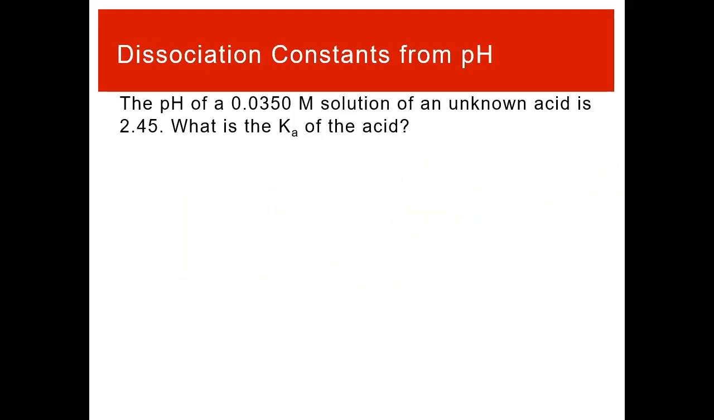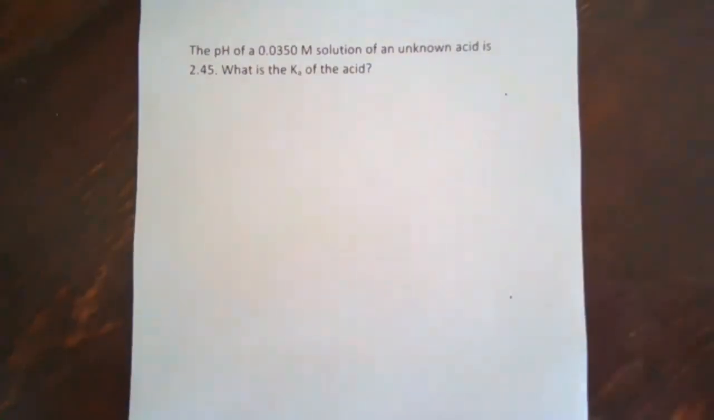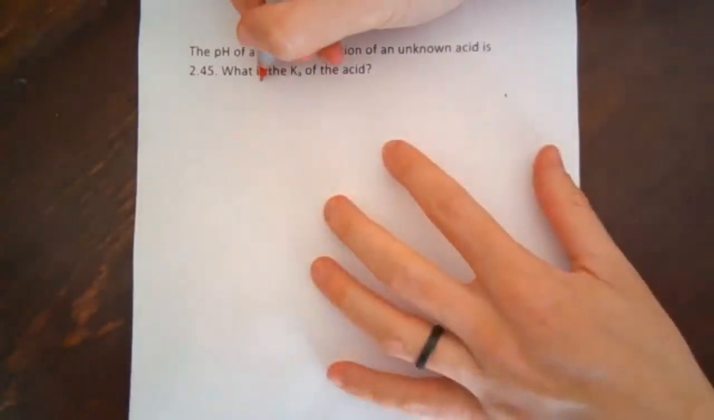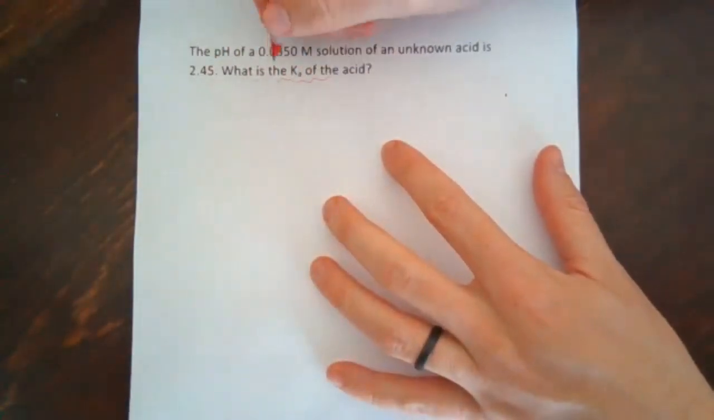The pH of a 0.0350 molar solution of an unknown acid is 2.45. What is the Ka of the acid? So what I want to know is, what is the Ka of the acid?